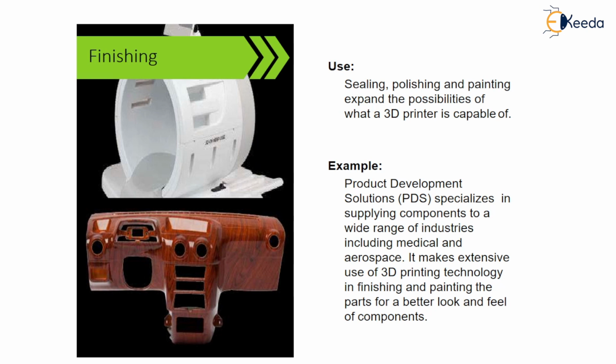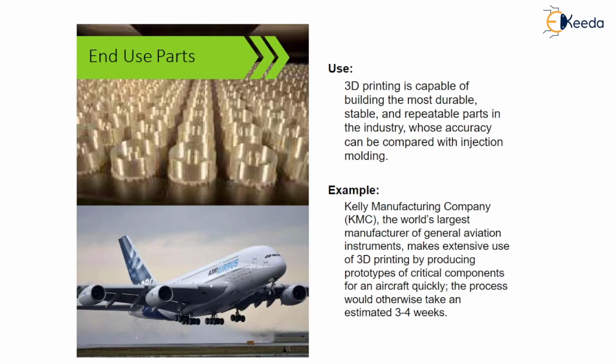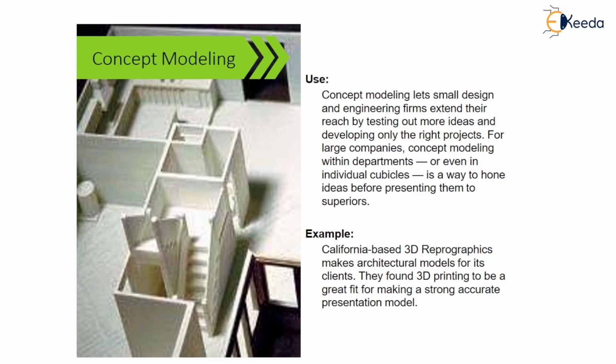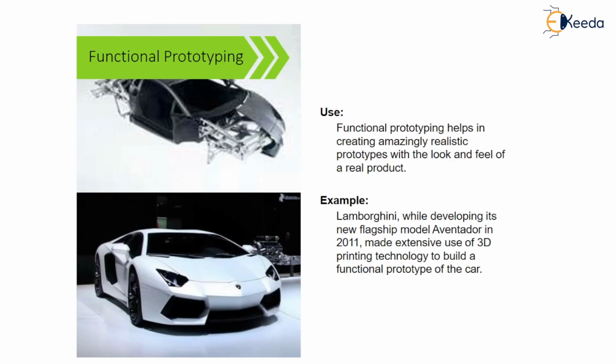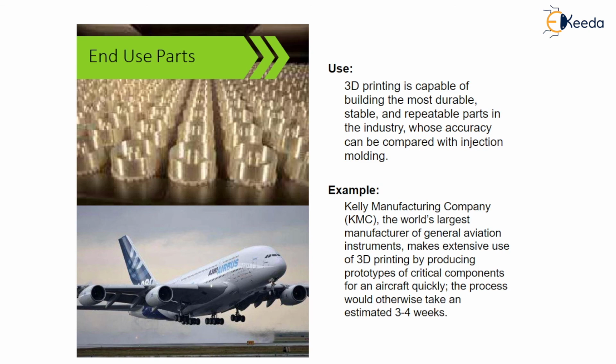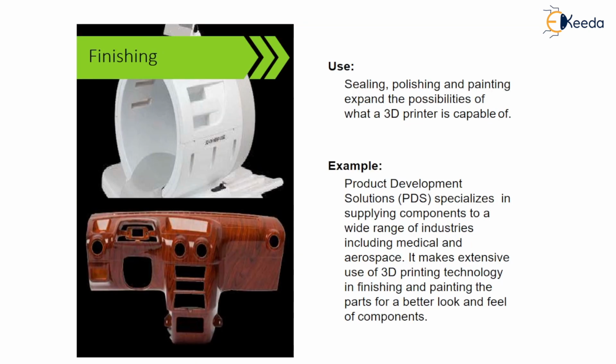So these are the main applications. Which are those? First is concept modeling, functional prototyping, manufacturing tools, end use parts, and finishing. These are the five categories on the basis of which rapid prototyping applications are divided, and those are used worldwide in every sector.